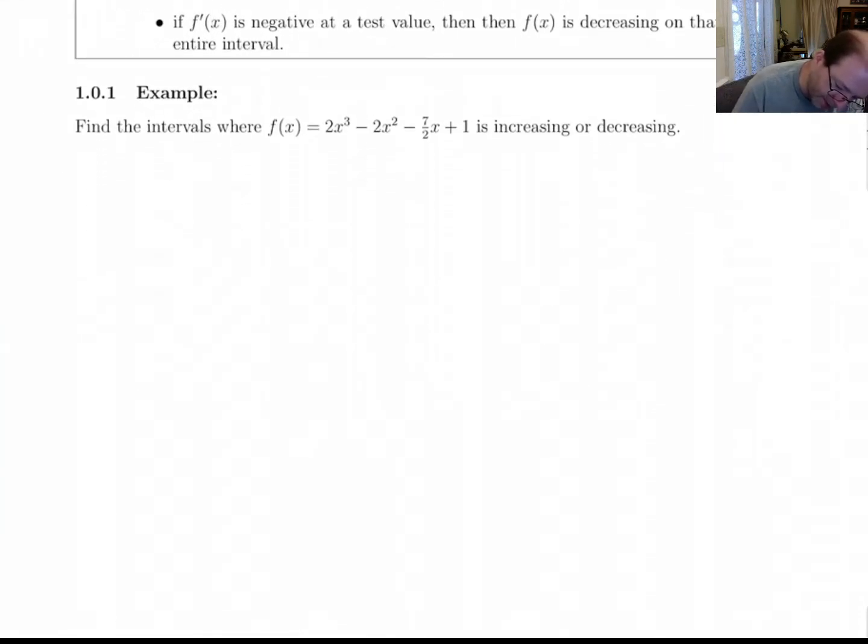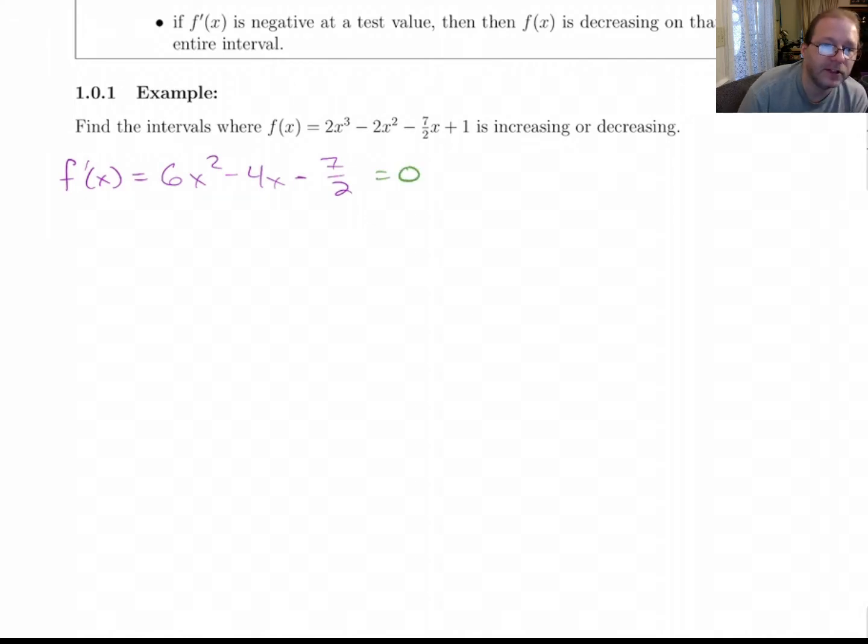All right, first up, find the intervals where this cubic function is increasing or decreasing. Okay, so let's find its derivative. The derivative is f prime of x equals 6x squared minus 4x minus 7 over 2. And now we want to set that equal to 0 and solve. So set it equal to 0.